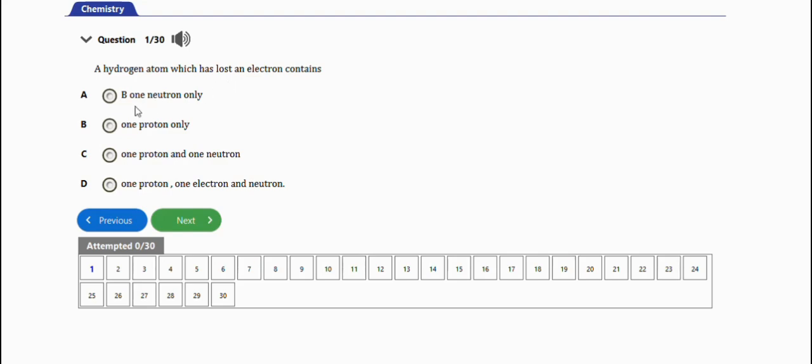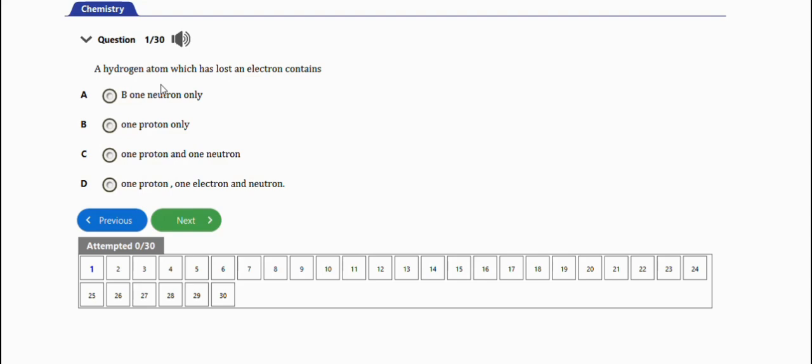The first question I have here says, a hydrogen atom which has lost an electron contains: one neutron only, one proton only, one proton and one neutron, one proton, one electron and neutron. Okay, so if a hydrogen atom has lost an electron, it will contain one proton only. So the right option is option B.